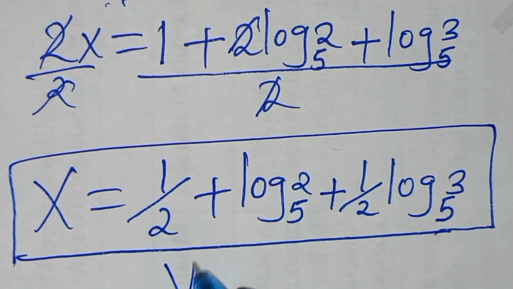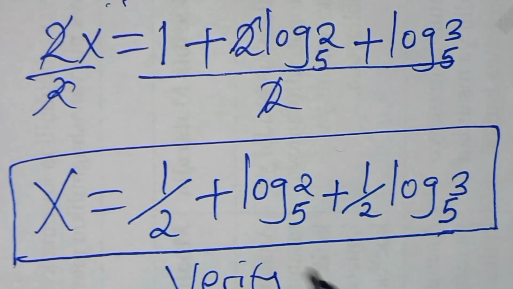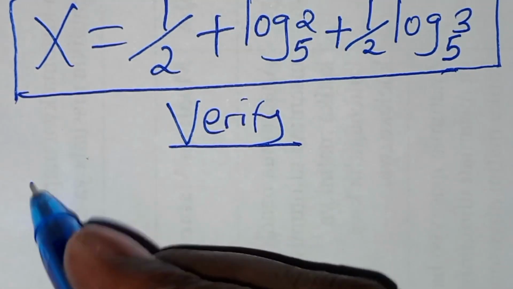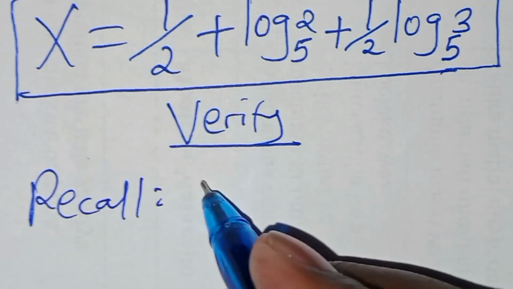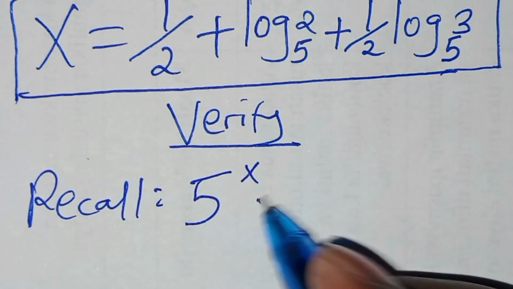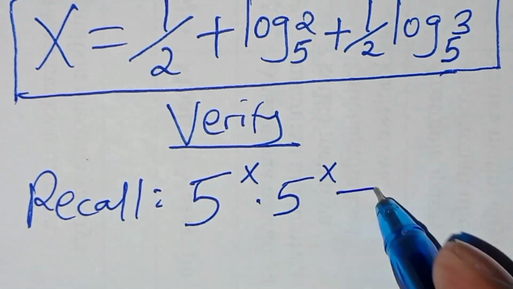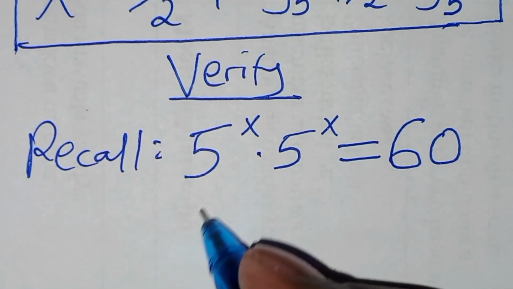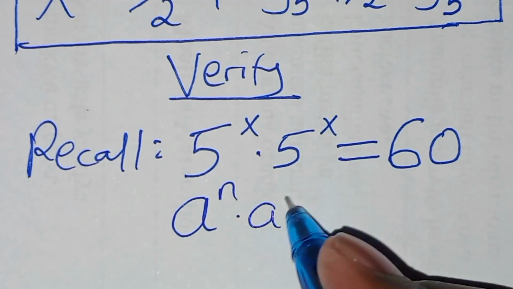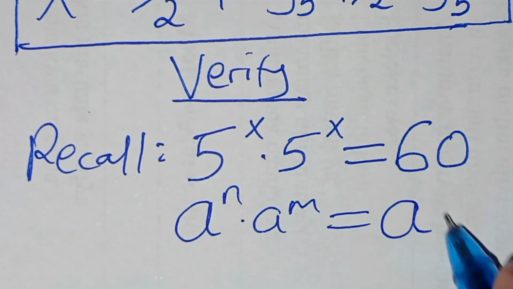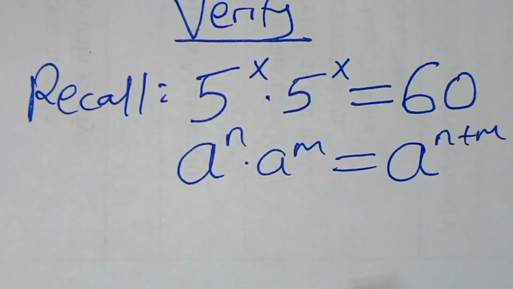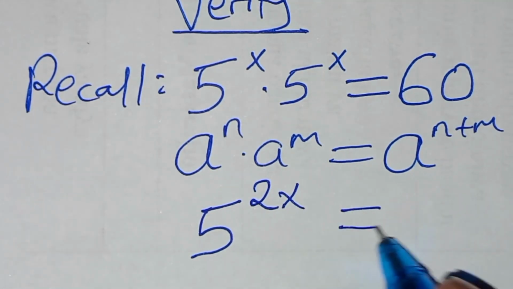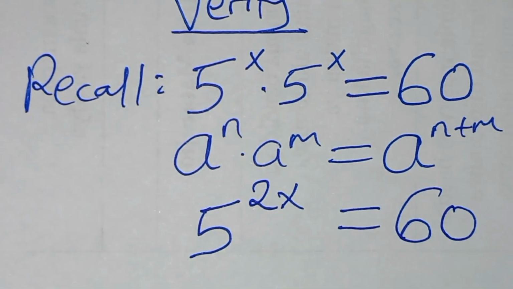So let's verify that this value of x actually satisfies the equation. Now, if you recall, we had that 5 to the power x times 5 to the power x should give us a value of 60. This is in the form of a to the power n times a to the power m, which we can express as a to the power n plus m. And this is the same thing as 5 to the power x plus x, which is 2x. This should give us a value of 60.